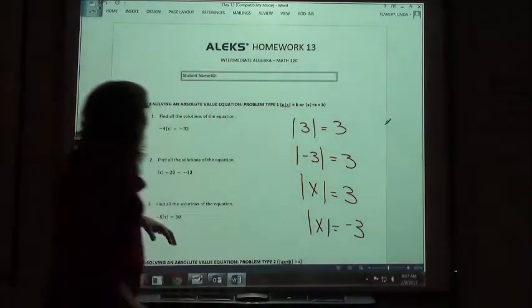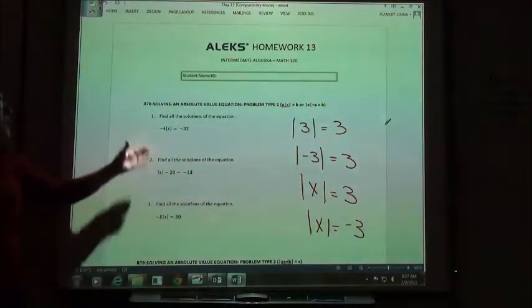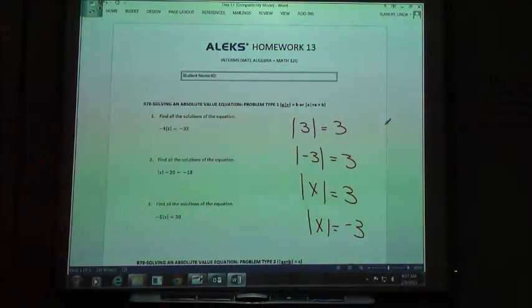So what they're going to have you do on these first ones is, first of all, get the absolute value by itself, whether you add, subtract, multiply, or divide. Then they're going to have you list the possible answers.